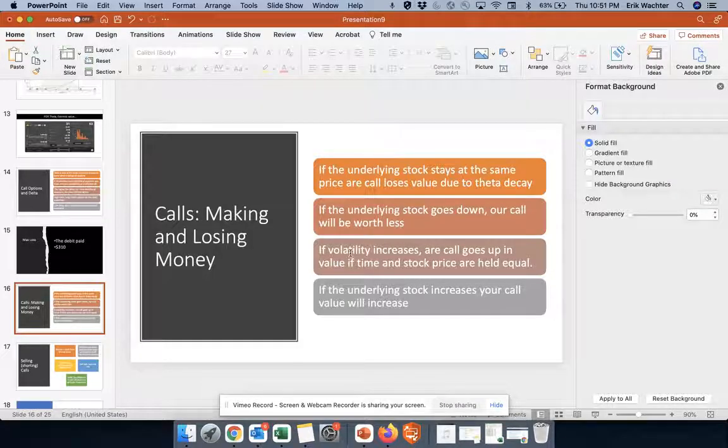Okay, we talked about how if volatility increases, our call contracts go up in value, and if volatility falls, our call options go down in value. And if the underlying stock increases, your call value will increase. That's sort of summing up everything about buying calls and how you make and lose money on calls.